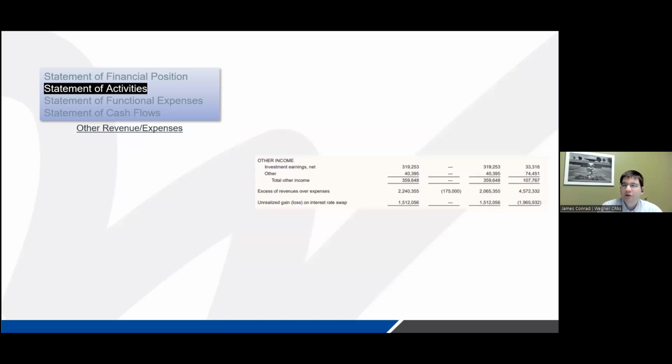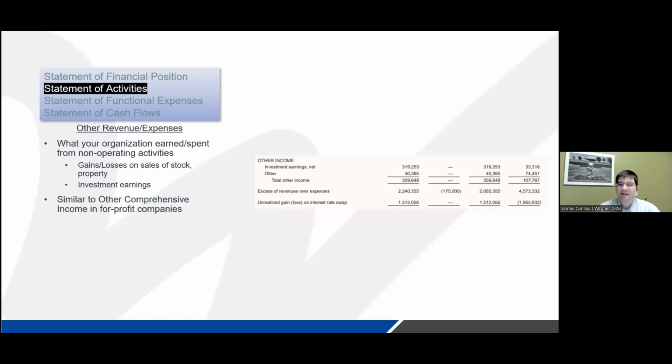And then you don't see it often, you will have the other revenue and expenses. And I compare it to the other comprehensive income section, if you've seen that on for-profit statements. It's going to be things that are non-operating activities: gains and losses on stock, if you sold property and it appreciated in value from what you had it on the books, investment earnings, things that are not really underneath the purview of the organization. It's still earnings or it's still losses, and it needs to be shown, but your core business is usually above this section.